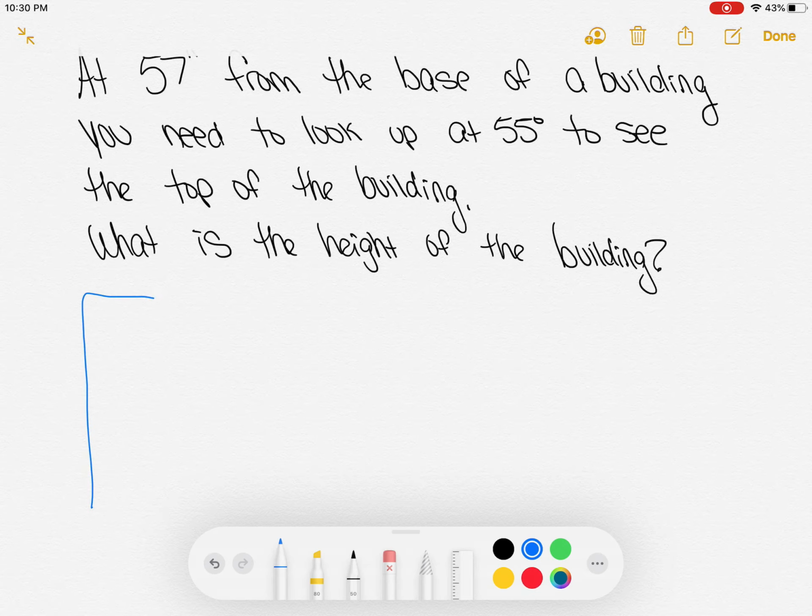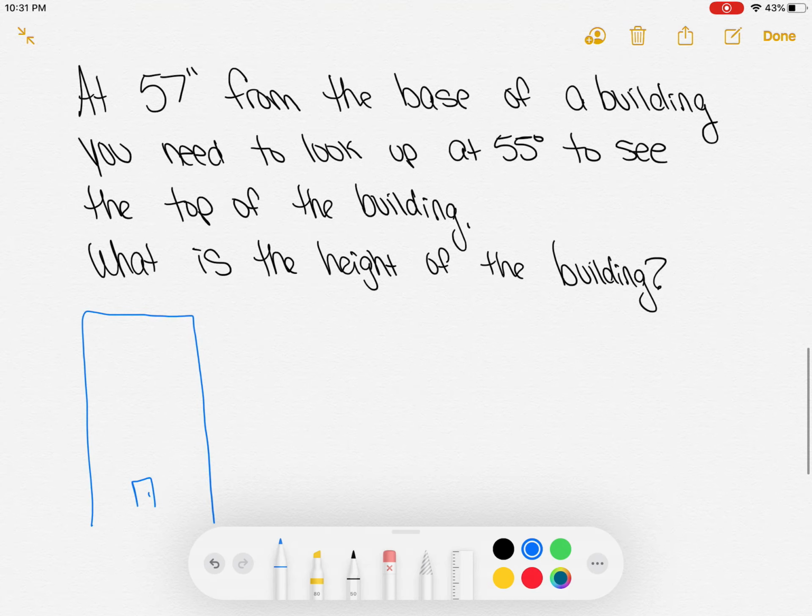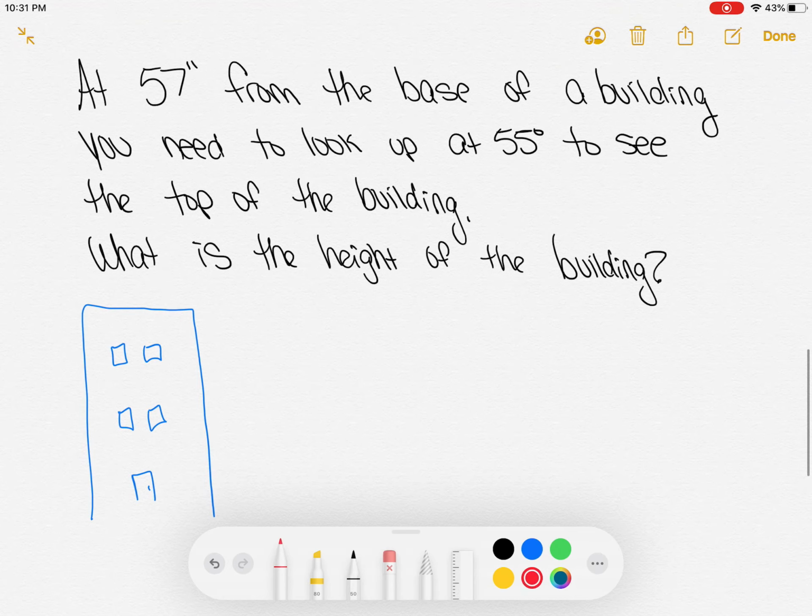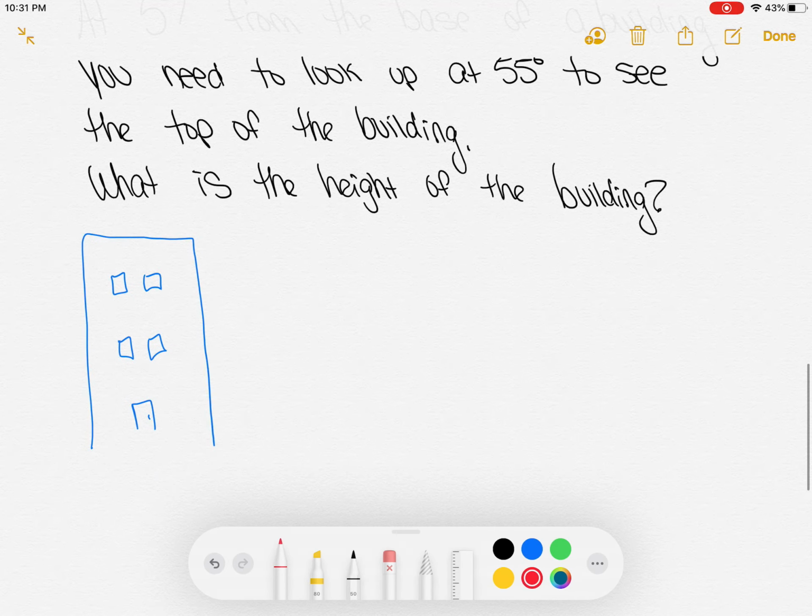Okay, so 57 inches from the base of a building. First thing I heard that I need to draw is a building. So here's my building. I put a little door there and some windows. Isn't that a nice building? I'm an artist.